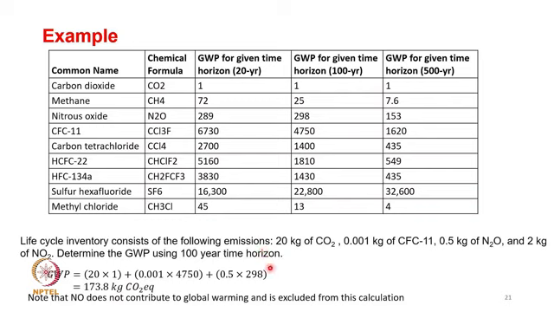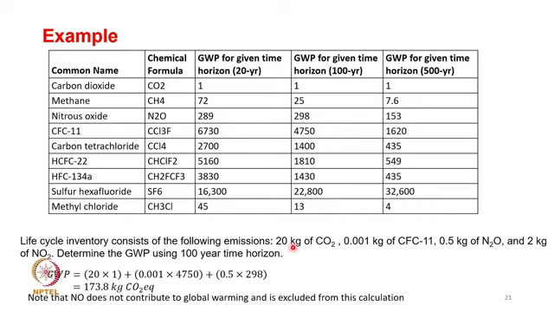So now let's look at how these are computed. Let's say the life cycle inventory of a process consists of the following emissions: 20 kilograms of CO2, 0.001 kilograms of CFC11, 0.5 kilograms of N2O, and 2 kilograms of NO2. How do we compute? 20 kilograms of CO2 stays as it is because that's the basis. CFC11 is 0.001 kilograms over a period of 100 years, so we go to the 100-year column of the table, and CFC11 is 4750 times 0.001.